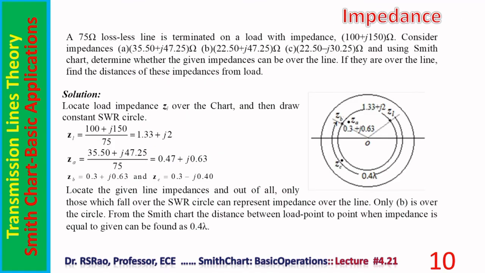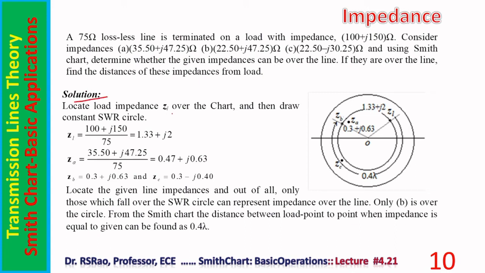Now we consider another problem, on impedance. A 75 ohm lossless line is terminated on a load with impedance 100 plus j150 ohms. Consider impedances A, B, C. Three impedances are given, and using the Smith chart determine whether the given impedances can be over the line. If they are over the line, find the distances of these impedances from the load. So a line cannot have all types of impedances. It can have only certain impedances. We are asked to find out whether the given impedances can be over the line or not.